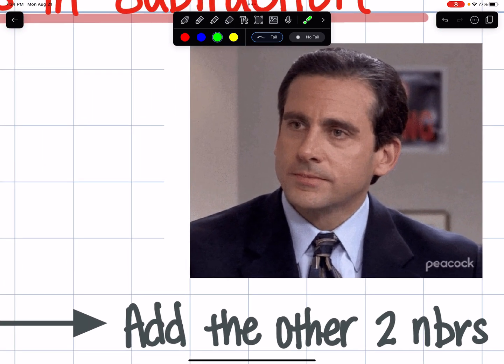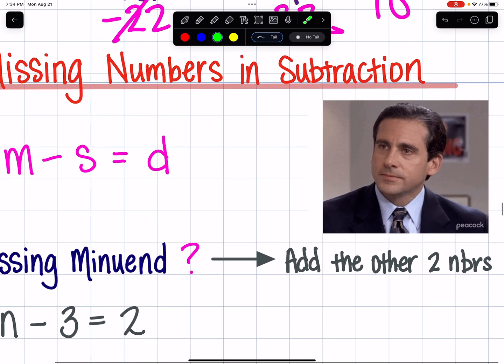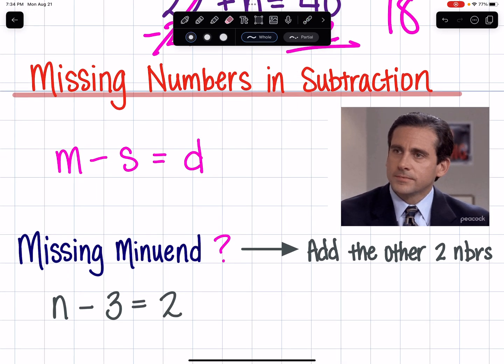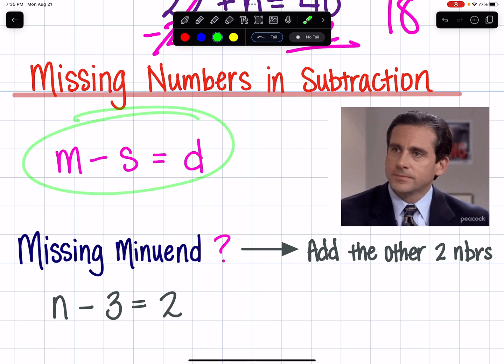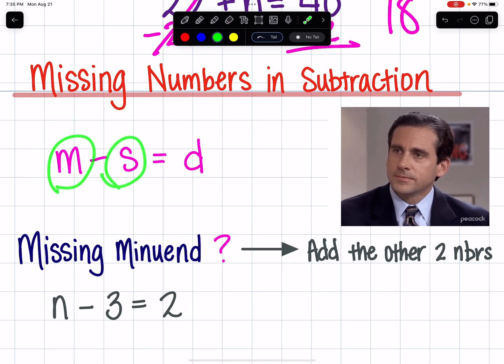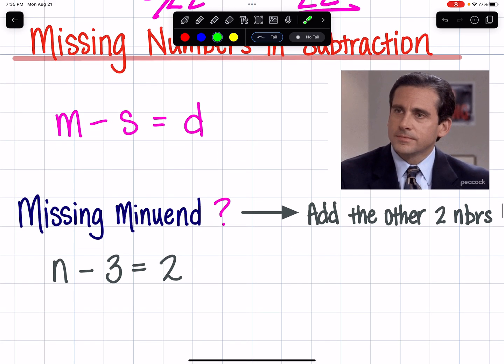All right, let's talk about missing numbers in subtraction. I know you're thinking, why are you the way that you are, right? Because math is fun. We love it. This is just to remind you of the terms. So it's minuend minus subtrahend is the difference. Okay, just a little reminder here.